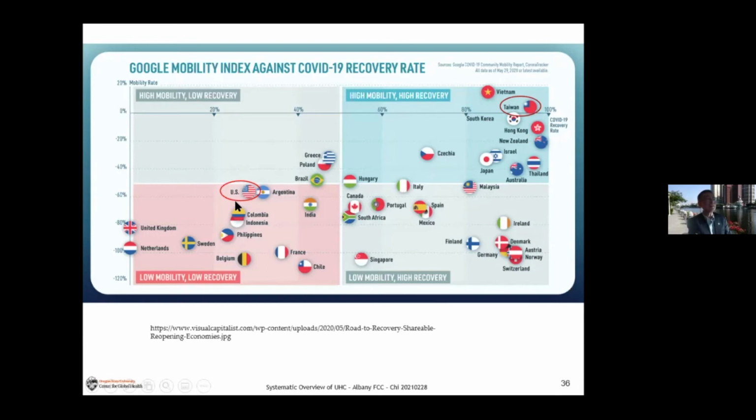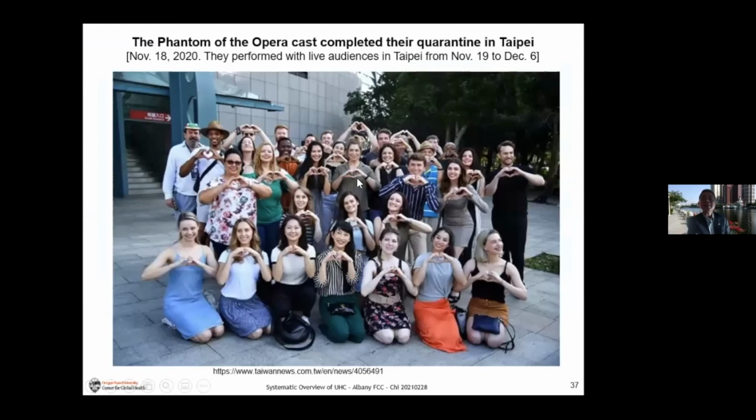And US is here, representing relatively low mobility and low recovery. Last November, the Phantom of the Opera from Broadway traveled to Taiwan, and the whole crew went through 14 days of quarantine. After quarantine, they did a live performance in front of a live audience. Not many places on earth can do that. And they did that in Taiwan, in Taipei.